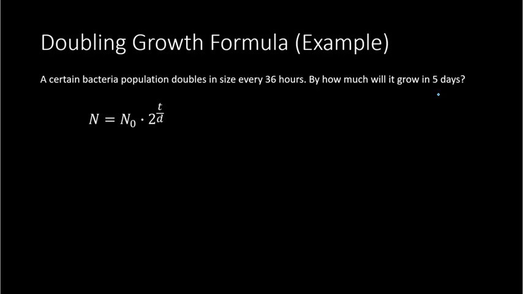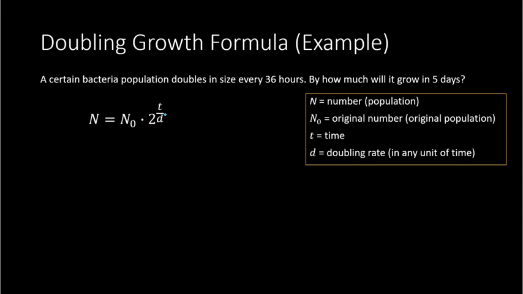So what we do is we take this formula. We take N equals N sub 0 times 2 to the t over d power. Where again, here's your key. So this is what everything means. And we plug in what we know. All right, so we know the time. The time is 5 days. Now 5 days, convert that to hours. We do 5 times 24 to get 120 hours. So time would be 120.